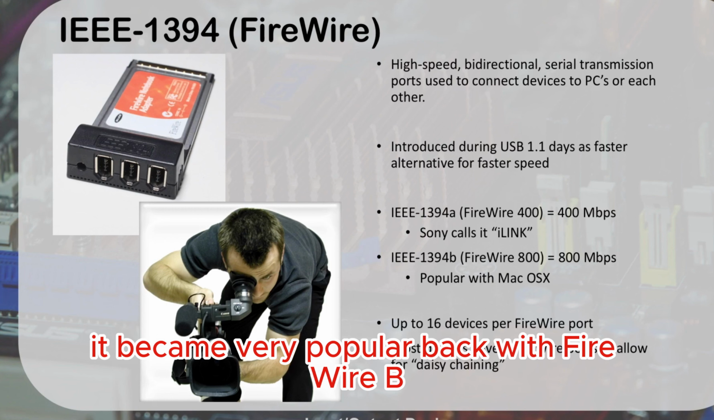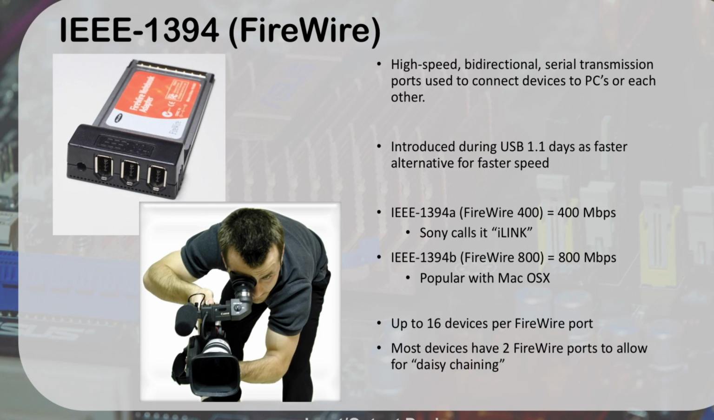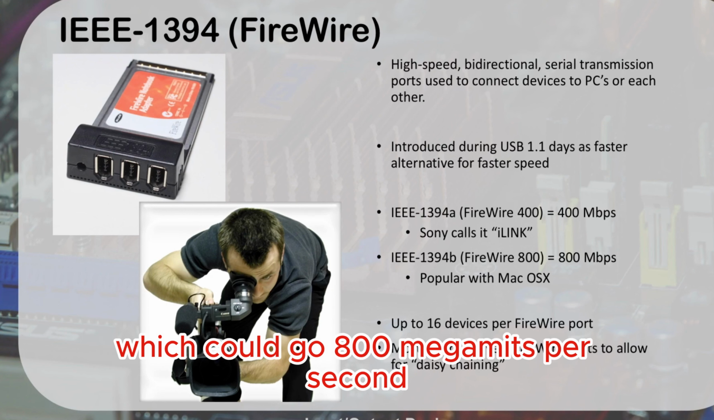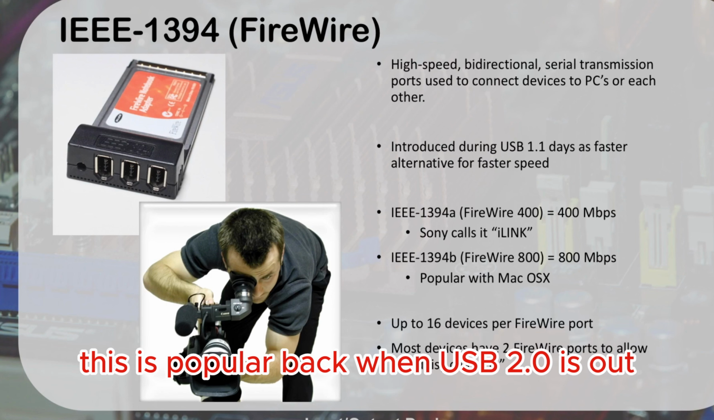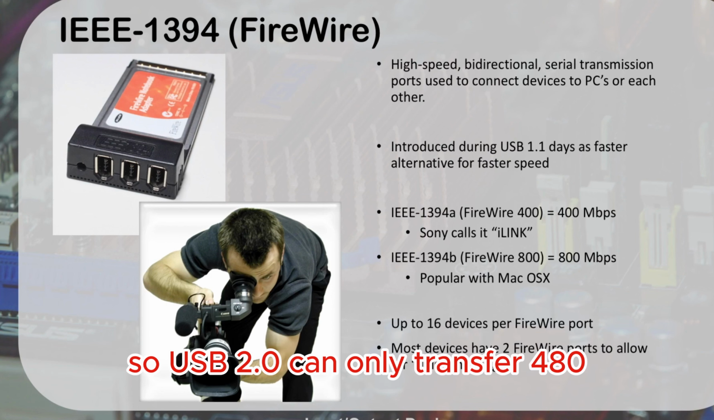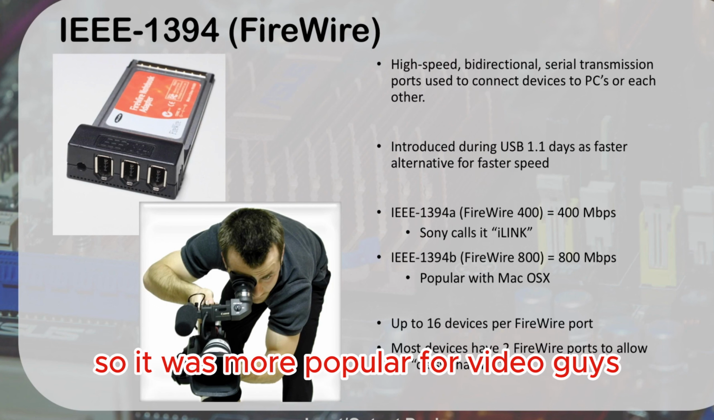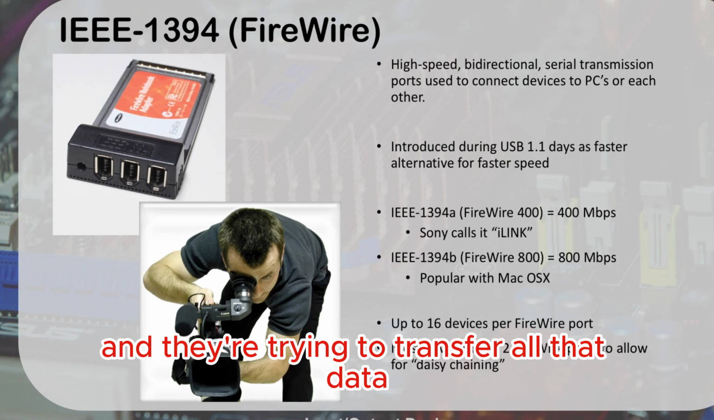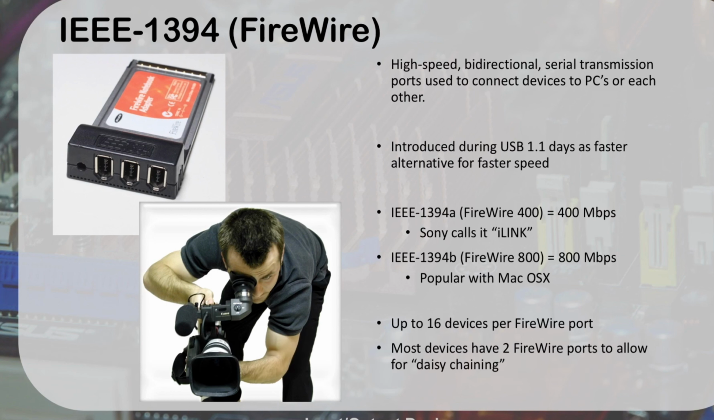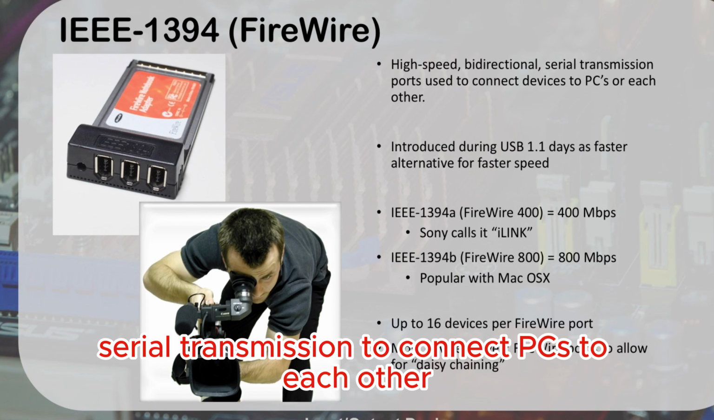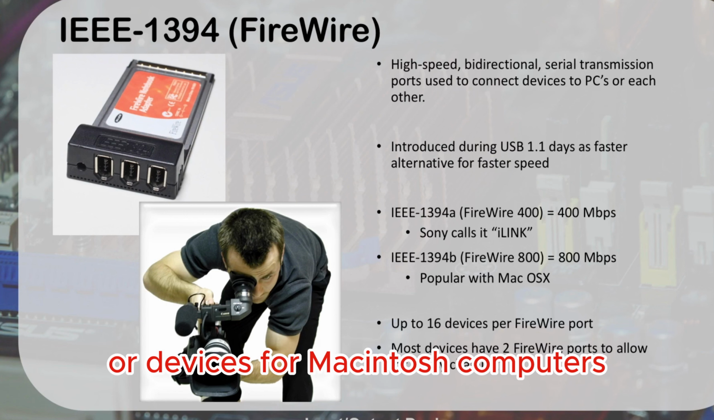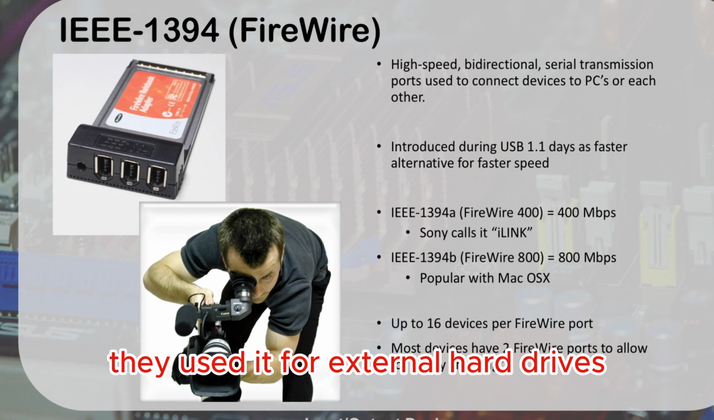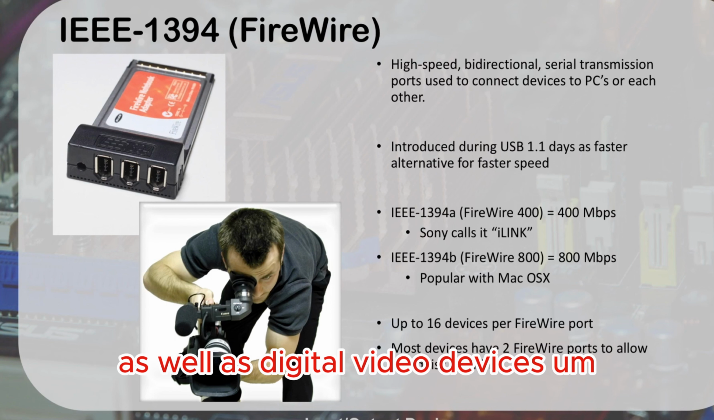And it became very popular back with FireWire B, or FireWire 800, which could go 800 megabits per second. This was popular back when USB 2.0 was out. So USB 2.0 could only transfer at 480. This could transfer at 800. So it was more popular for video guys, and they're trying to transfer all that data. It allowed high-speed bidirectional serial transmission to connect PCs to each other or devices. For Macintosh computers, they used it for external hard drives as well as digital video devices.